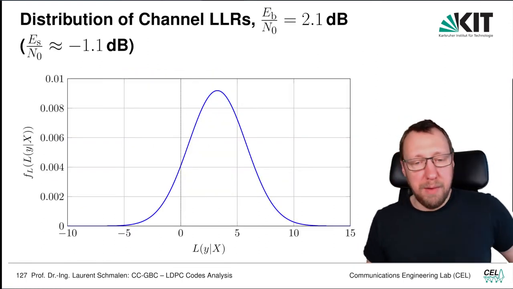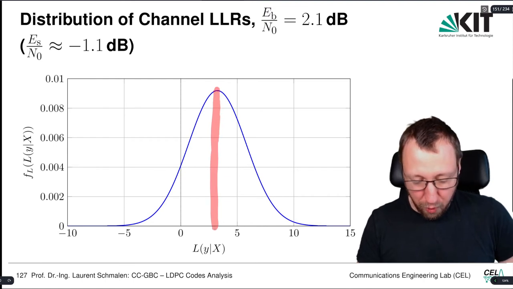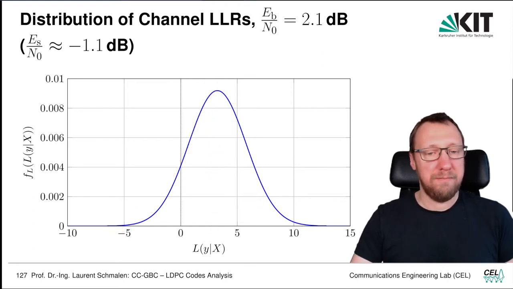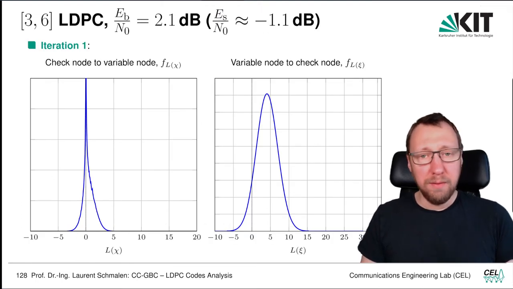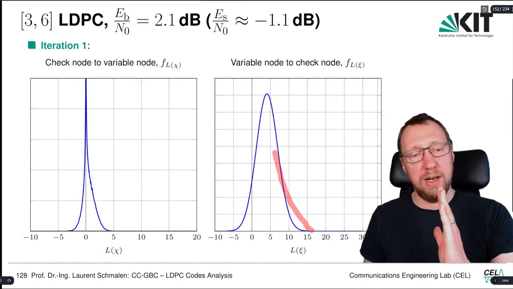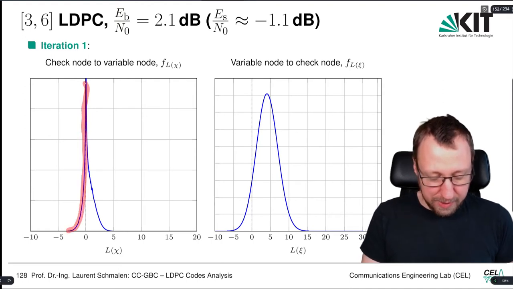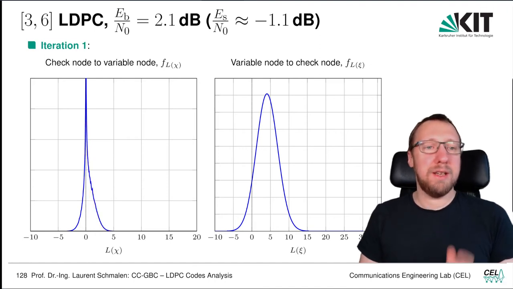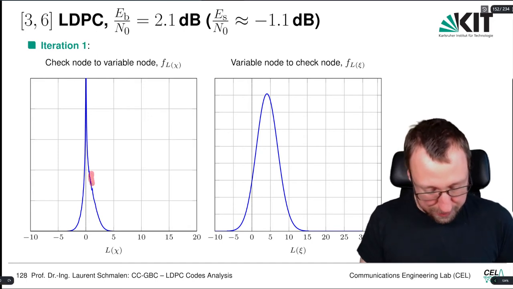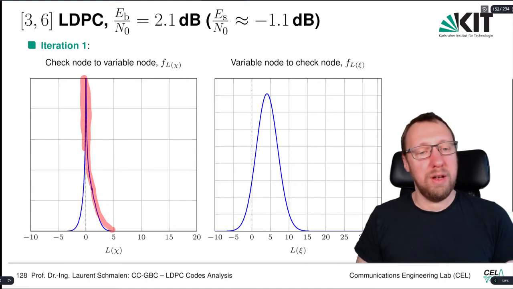So this is what we have at the output of the channel. We have a mean of around 4. And this is the channel message, f of L given x. So now we'll do the decoding. In iteration 1, the variable node to check node messages correspond essentially to what we get from the channel. And then the check node calculates its output. And this is the probability density function of the messages calculated after the check nodes have calculated their messages first. This is numerically evaluated, so you see it's a little bit imprecise here. These are numerical instabilities, but you get a good idea of what is going on here.